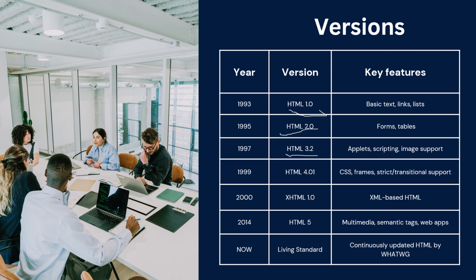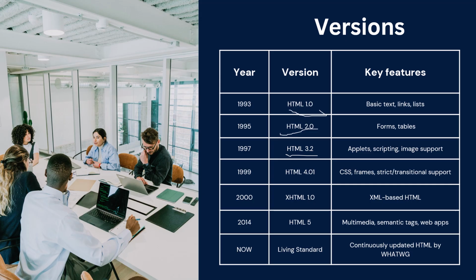HTML5 was introduced, the modern standard. Finally, in 2014, HTML5 became the official standard. It's what we use today. HTML5 brought a lot of improvements to meet the needs of modern web applications. Here is what HTML5 introduces: new semantic tags like header, footer, section, and article to improve content structure, native support for audio and video, canvas for drawing graphics, geolocation APIs, and better form controls like date pickers.